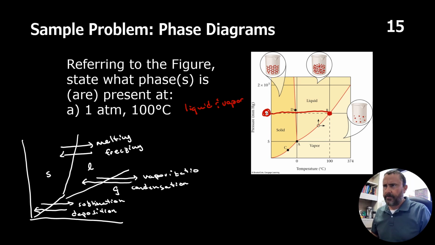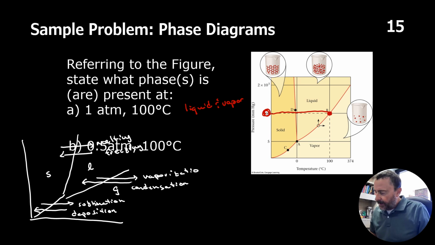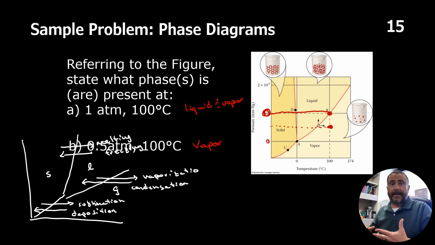I guess I'll do one more here. What if we were at a half an atmosphere and 100 degrees Celsius? A half an atmosphere would be somewhere halfway between about 0 and our 760, so about here. We would be in a region, so the only thing there would be the vapor phase.